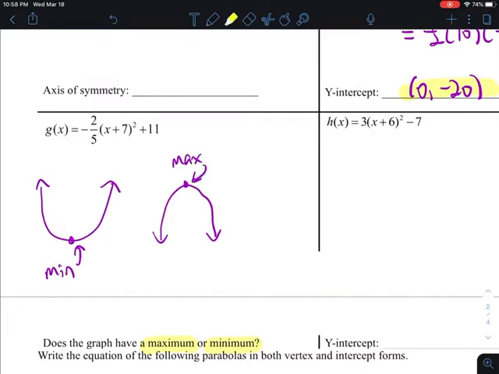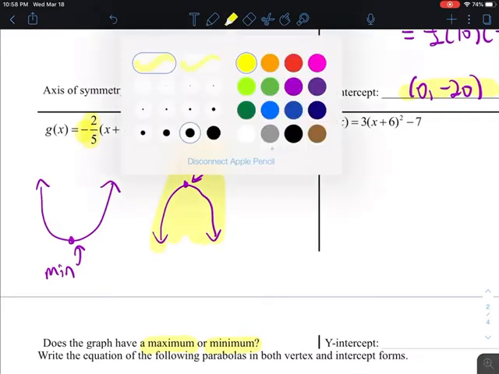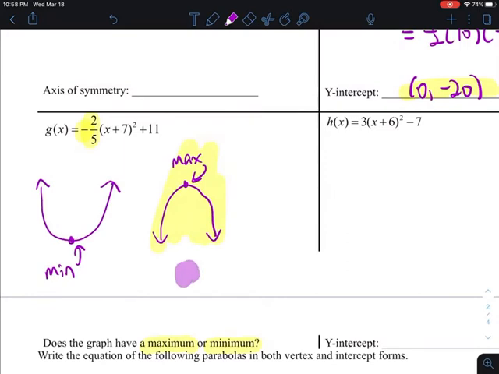So how do we tell if our parabola opens up or down? Well, you want to look for the negative sign. If you have a negative coefficient in front, we know our parabola is going to be opening downward, which tells us that we're going to have a maximum. So then to answer our question, our parabola will have a maximum.